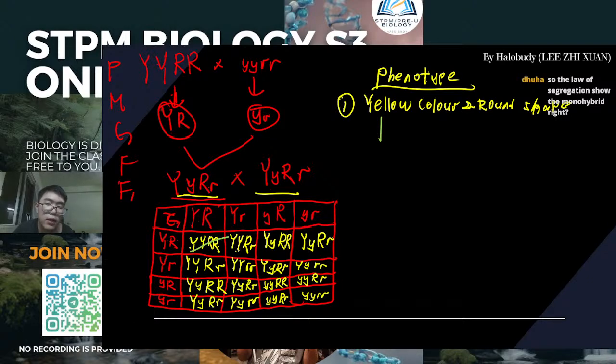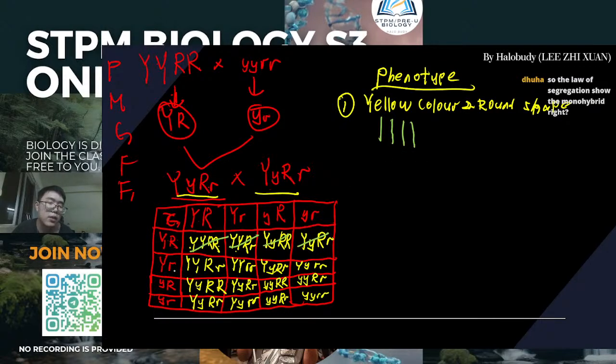So this one is yellow color, right? And round shape, right? Because there is a capital R here. So it is also dominant. So this one has capital Y and also capital R, so it also has the dominant characteristics, both are dominant. So this one is the same. Okay, for this one, same, because there is capital Y and capital R, so it also shows the dominant characteristics. So already have 4.